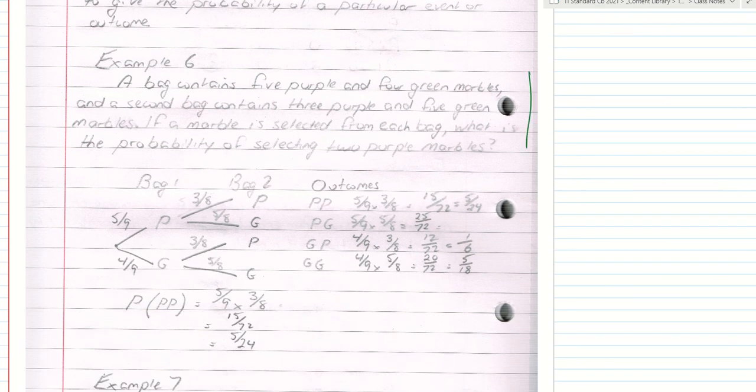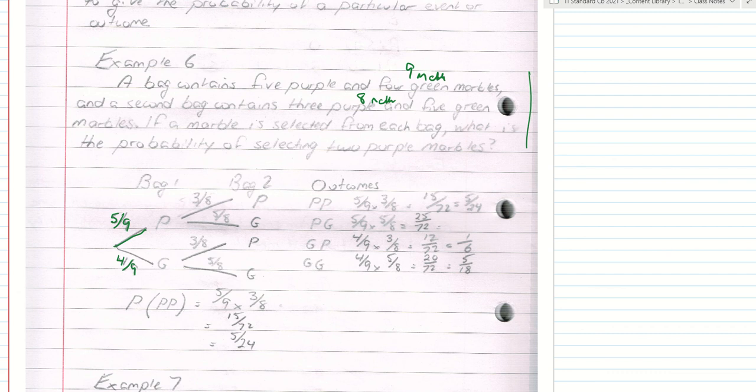So looking at example 6, we've got a bag containing 5 purple and 4 green marbles. A second bag contains 3 purple and 5 green marbles. So the first bag has 9 marbles in it, and the second bag has 8 marbles in it. If a marble is selected from each bag, what is the probability of selecting 2 purple marbles? Our first bag has 5 purple marbles, 9 in total. The chance of getting one is 5 on 9. The chance of pulling out a green is 4 on 9.